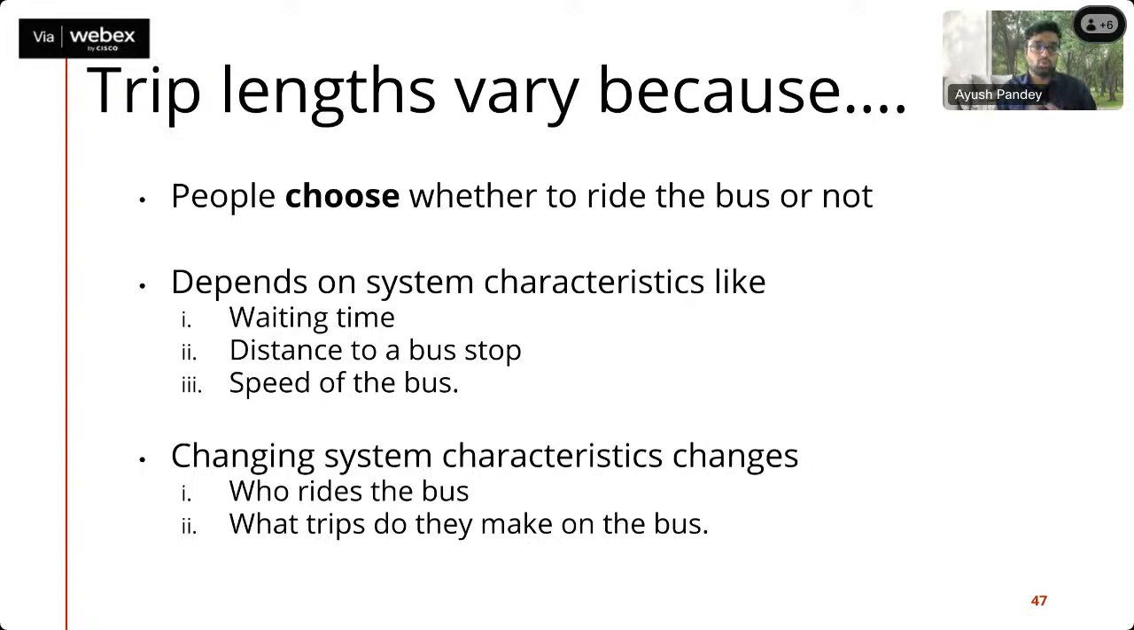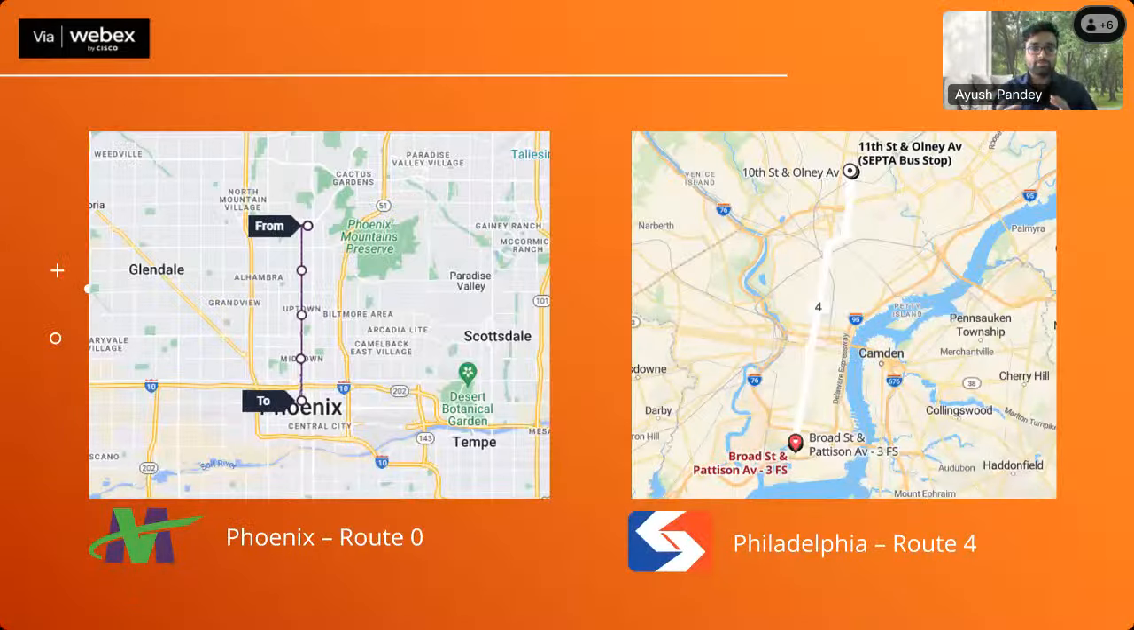So this is going to change who is now riding the bus, and it will change what they ride the bus for. So any system changes are going to change the trips people are making on the buses. For example, let's take Route 0 in Phoenix and Route 4 in Philadelphia and compare the two and what trips they might encourage and serve.